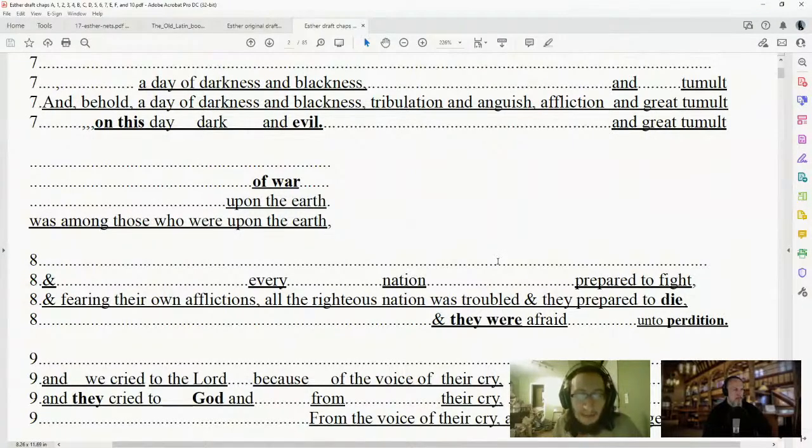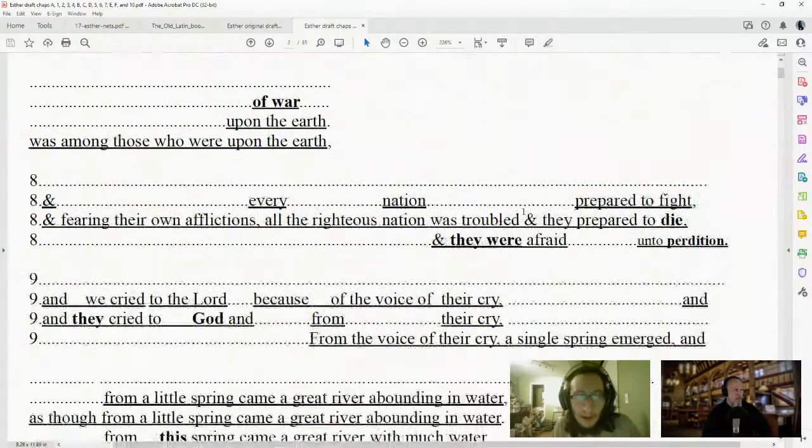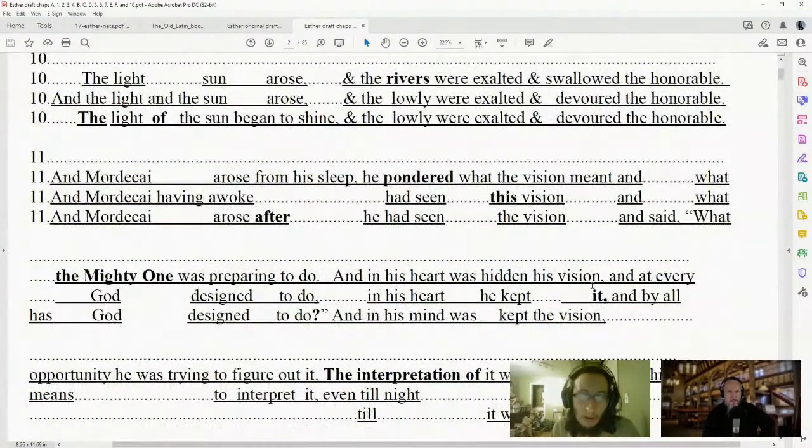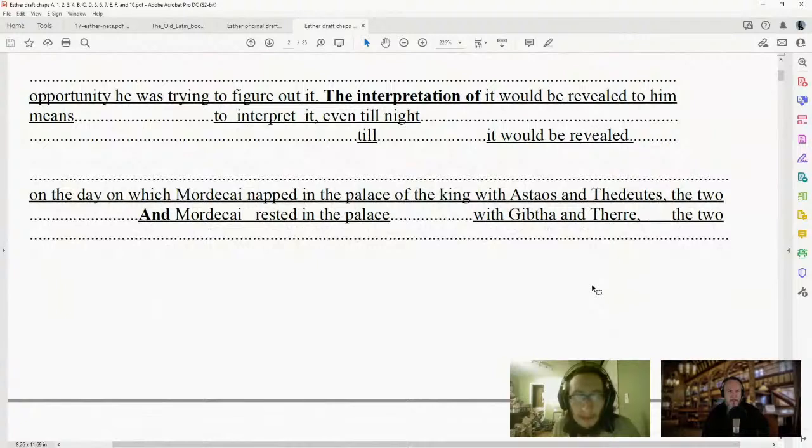And behold, a day of darkness and blackness, tribulation and anguish, affliction and great tumult upon the earth. And fearing their own afflictions, all the righteous nation was troubled, and they prepared to die. And they cried to God, and from their cry, as though from a little spring, came a great river abounding in water. And the light and the sun arose, and the lowly were exalted and devoured the honorable. And Mordecai, having awoke, had seen this vision and what God designed to do in his heart. In his heart, he kept it, and by all means to interpret it even till night.